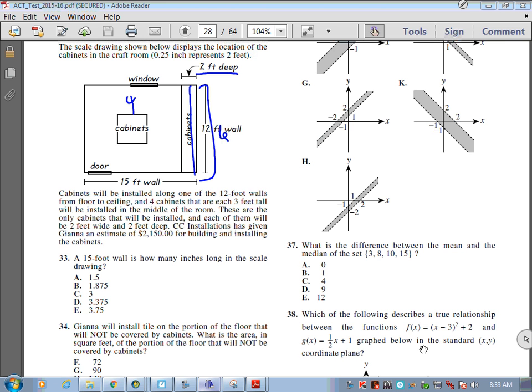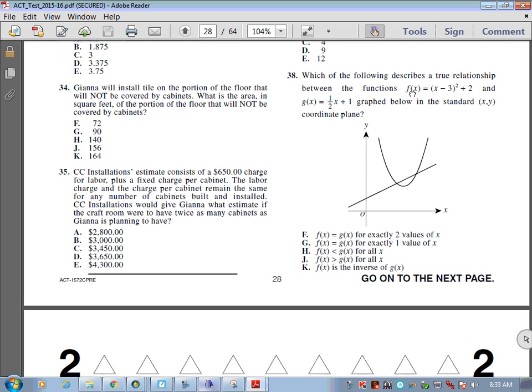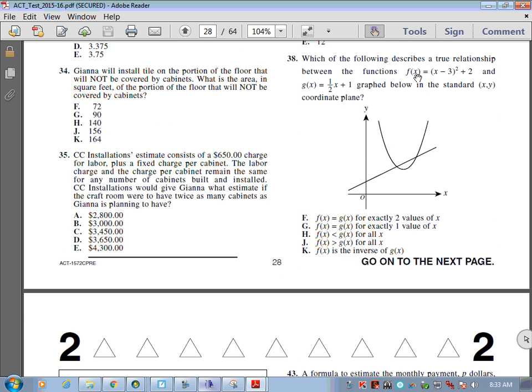Okay, so knowing that, what I do with 36 is I'm going to take that $2,150 that I know that they charge me, and I'm going to subtract this $650, which is just like the base charge. They're going to charge $650 no matter how many cabinets they install. And I'm going to get $1,500, okay? And I'm going to divide that by 6 to find out what is the charge per cabinet, okay? And it comes out to $150 per cabinet that they install.